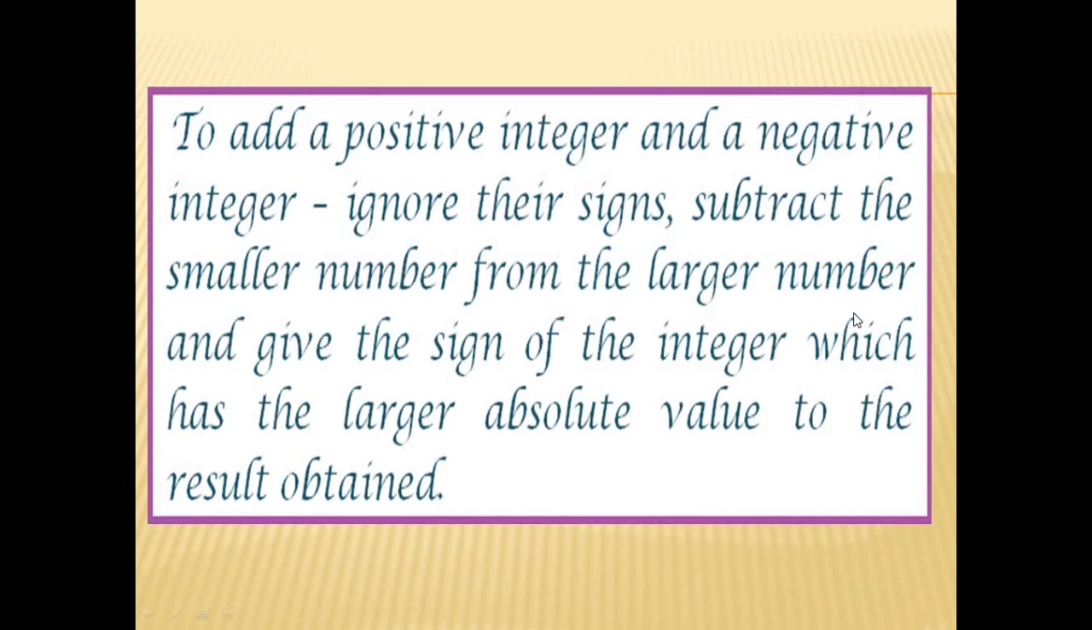So, to add a positive integer and a negative integer, ignore their signs, subtract the smaller number from the larger number, and give the sign of the integer which has the larger absolute value to the result obtained.